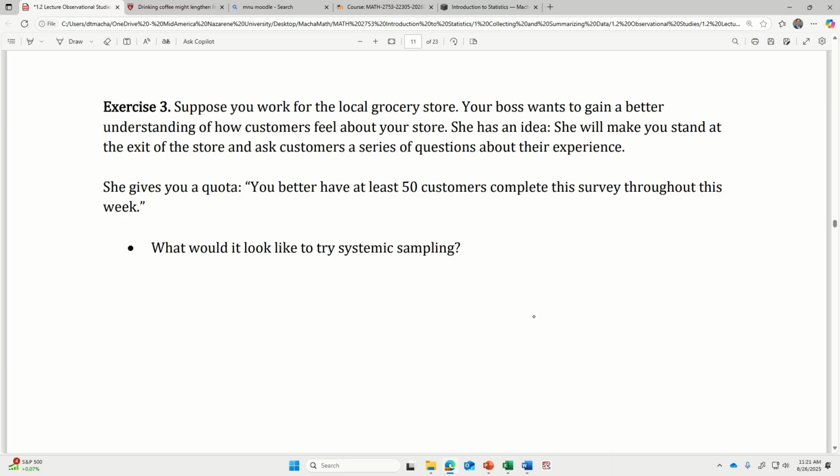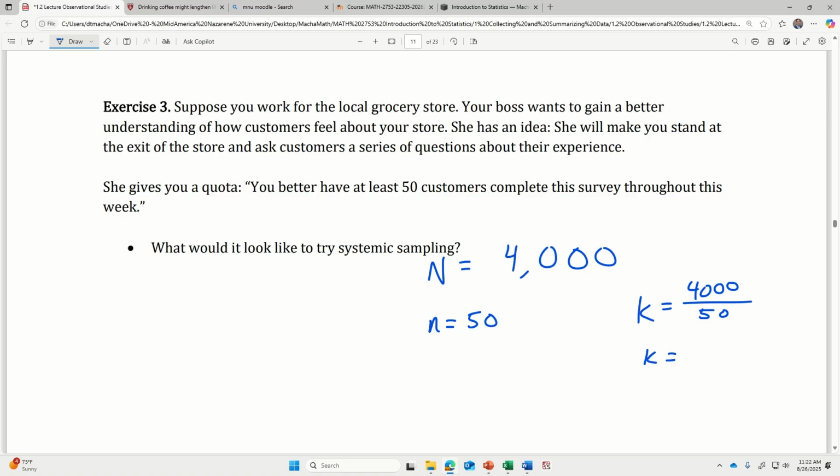What if I expect 3,000 customers? That's probably low. What if I expect 4,000 customers at the grocery store this week? Oops, my brain is stuck on the number 3. Let's say that's my population size. My sample size is going to be 50, right? So my k is going to be 4,000 divided by 50, and that would be 80.